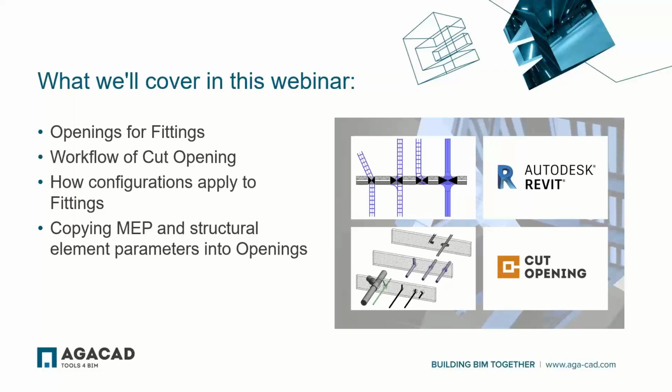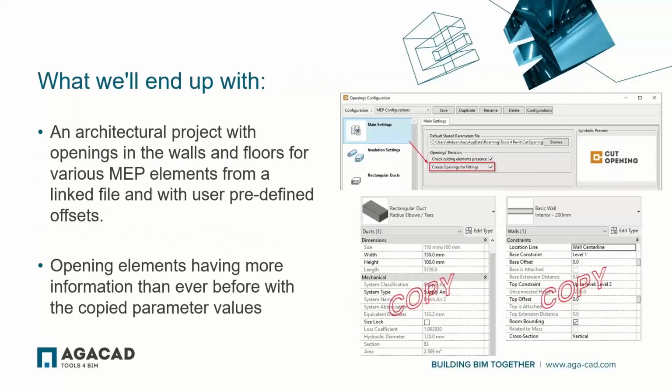Today we'll be talking especially about the fittings. This was the newest feature added to our tool. It can create openings for fittings, for full intersection of those or partial. What is the workflow of those? How configurations are applied to the fittings, and also an activated feature that users now can copy parameters that they want from MEP and structural elements into the opening families.